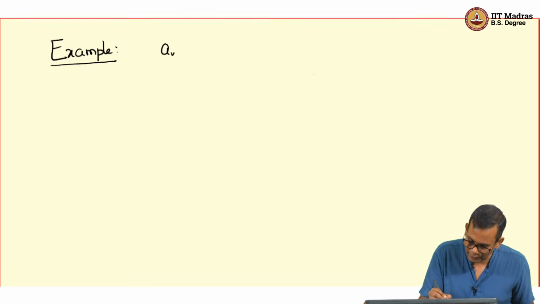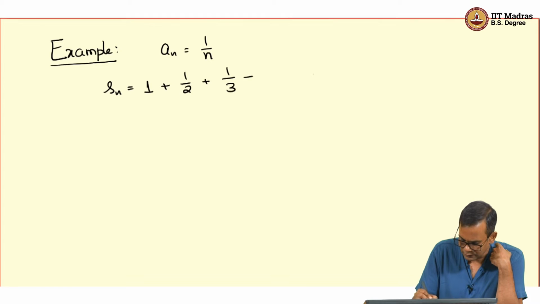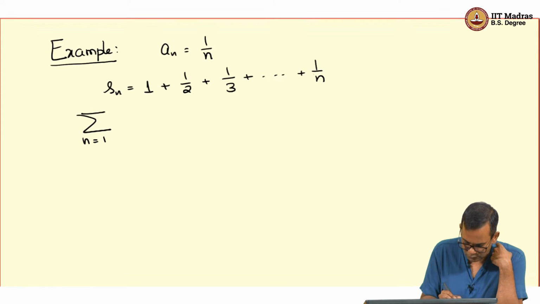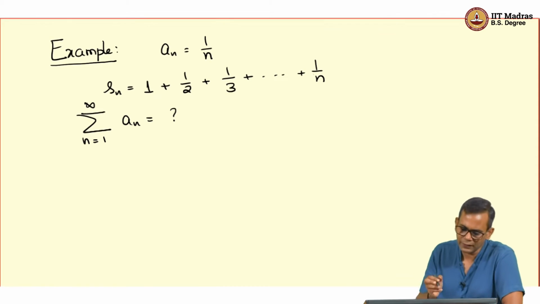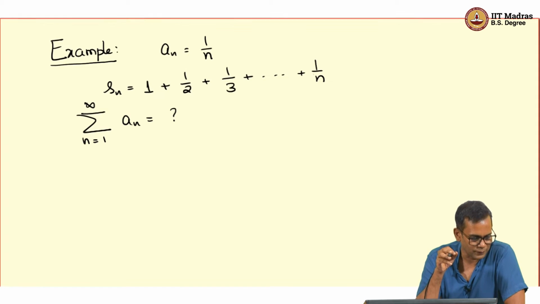So let us look at an equals 1 over n. So we have this sequence, Sn is going to be 1 plus half plus 1/3 plus up to 1 over n. And what we are asking about is this sum, n goes from 1 to infinity, an is what? Now, it is true that the terms of the sequence get smaller and smaller as we go along. And so it seems plausible that this sequence will converge.